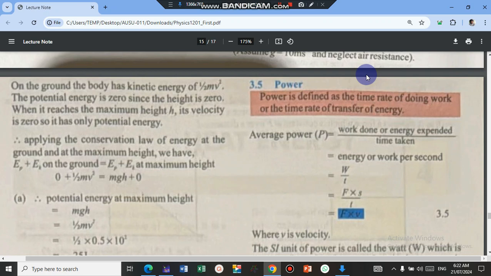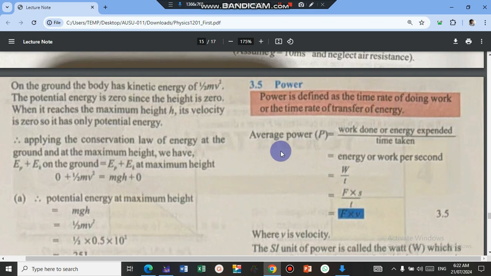In this video, we will explain power. Power is defined as the time rate of doing work or the time rate of energy transfer. This means we are quantifying the amount of energy used in 1 second or the amount of energy converted from one form to another in 1 second.